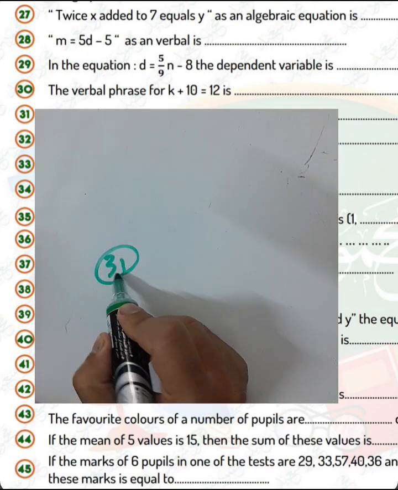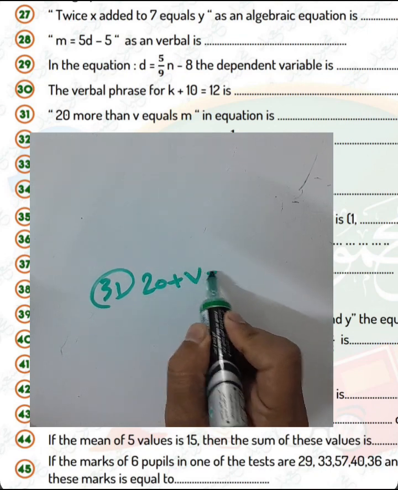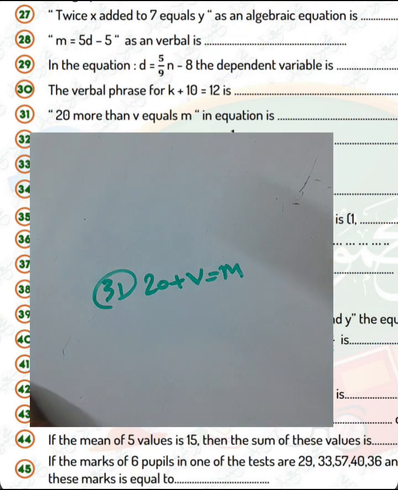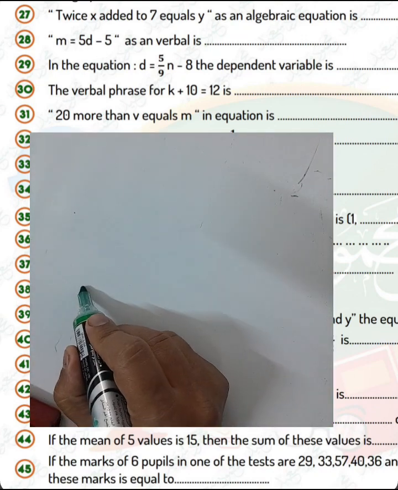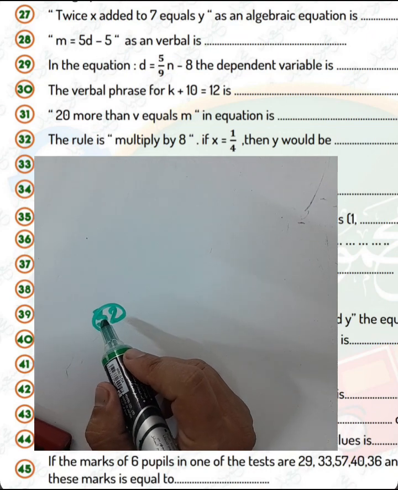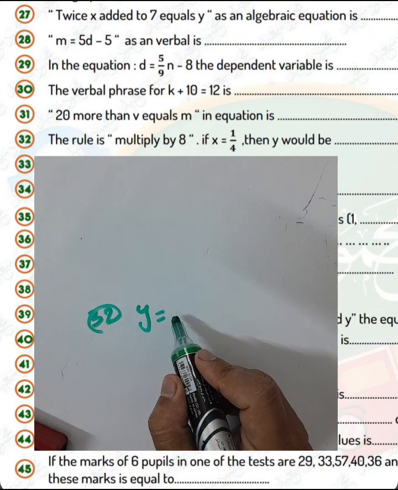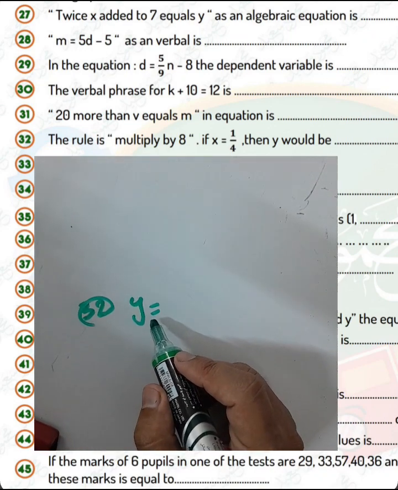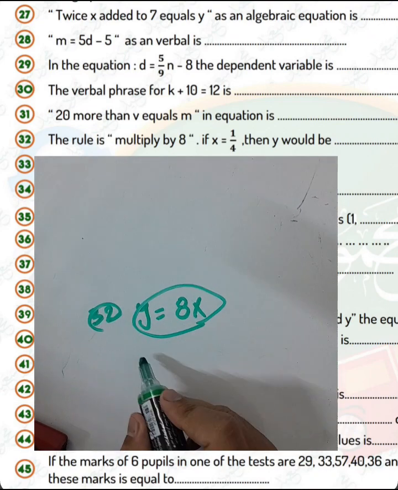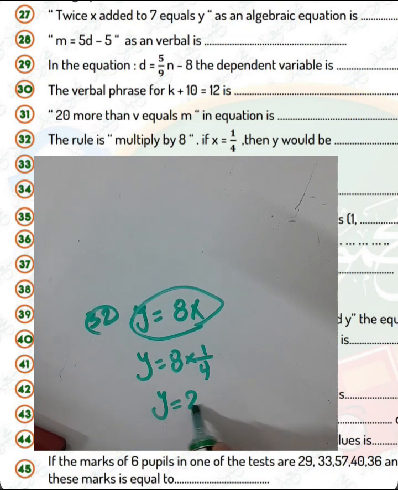Question 31. 20 more than v equals m. 20 more than v, plus. Question 32. The rule multiply by 8, if x equals 4, then y will be what? y equals, here he tells us the rule multiply by 8, y equals 8x. Put x equals 4, then y equals 8 multiplied by 4, it will be equal to 32.